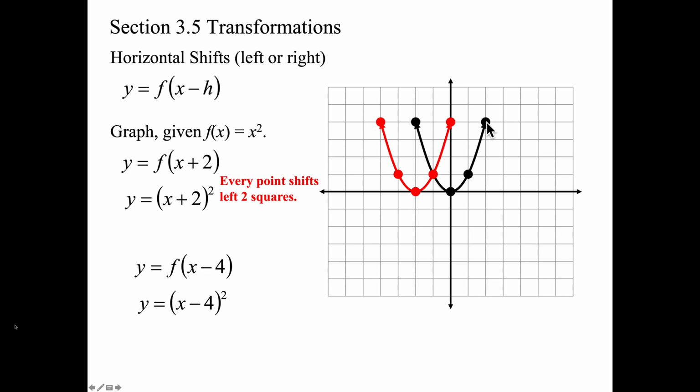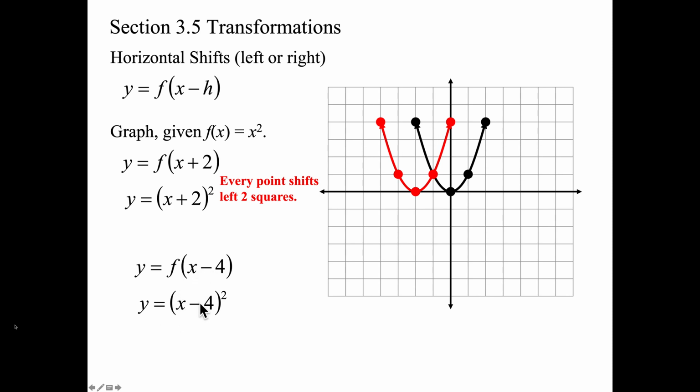Let's take a look at this point here at 2, 4. Okay, at 2, 4, I need everything inside of this parentheses to be equal to a 2, so when I square it, it's 4. So the only value I can put in here would be a 0 for my x. Notice where that point is that we moved to the left 2? It's at 0, 4. 0 for the x, okay, 0 plus 2, 2 squared is 4. There we go.